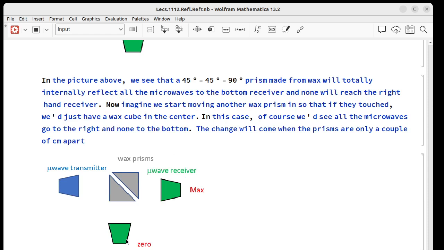What's going on is the index of refraction becomes a complex number. It has a real part and an imaginary part, and that means the intensity of the microwaves decays exponentially here. So it very quickly goes to zero. But if you get this wax prism close enough, it can go across that region where the intensity got very small and sort of rebound and make it through.